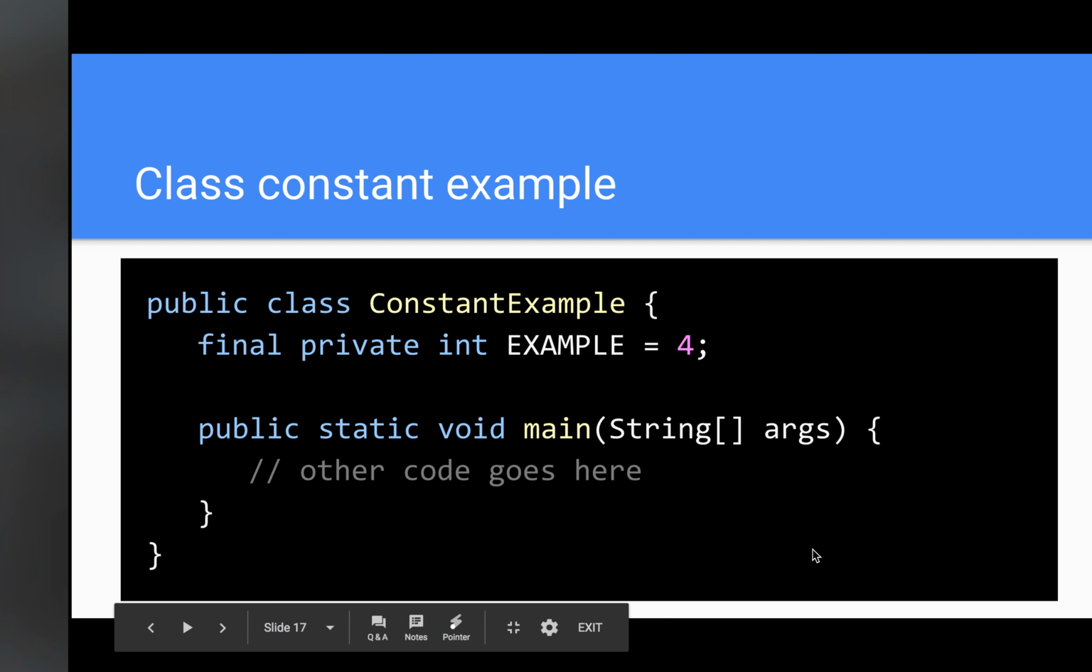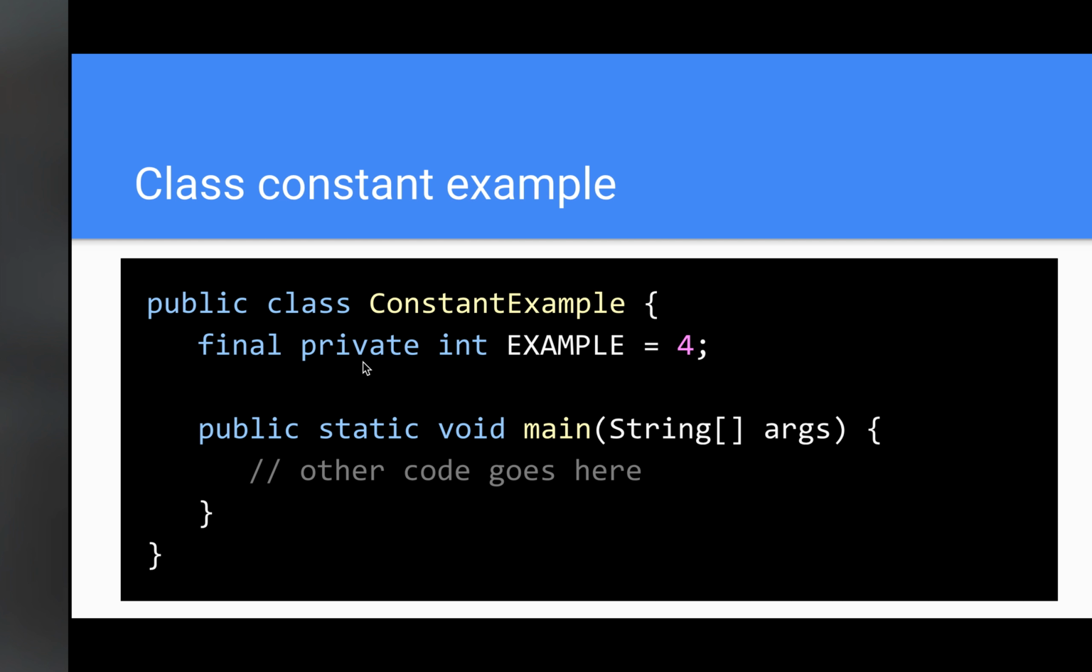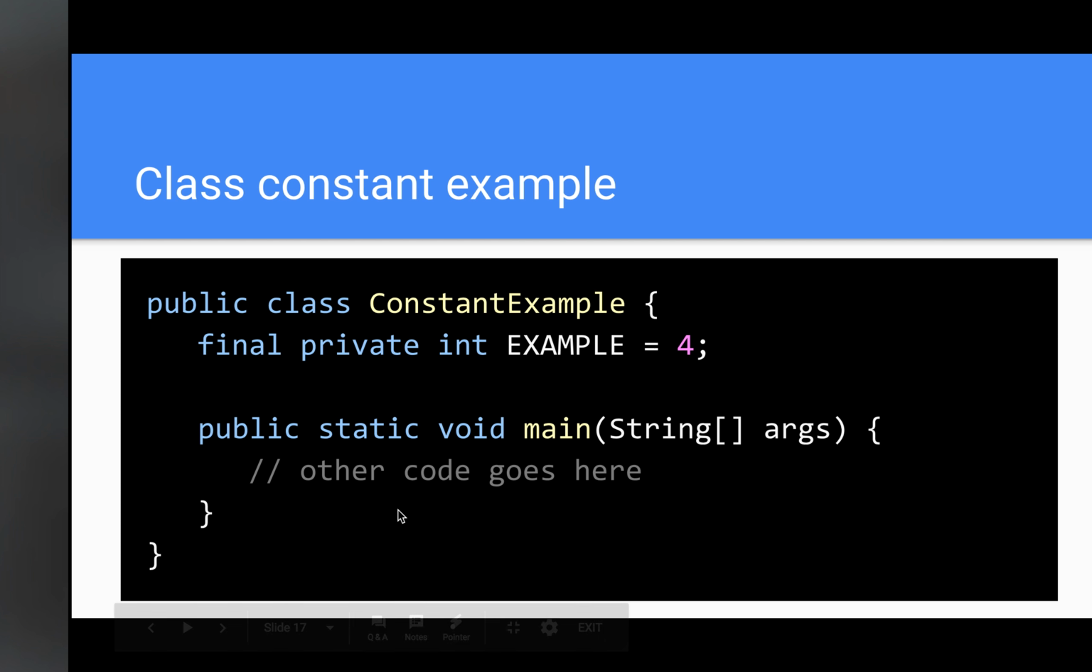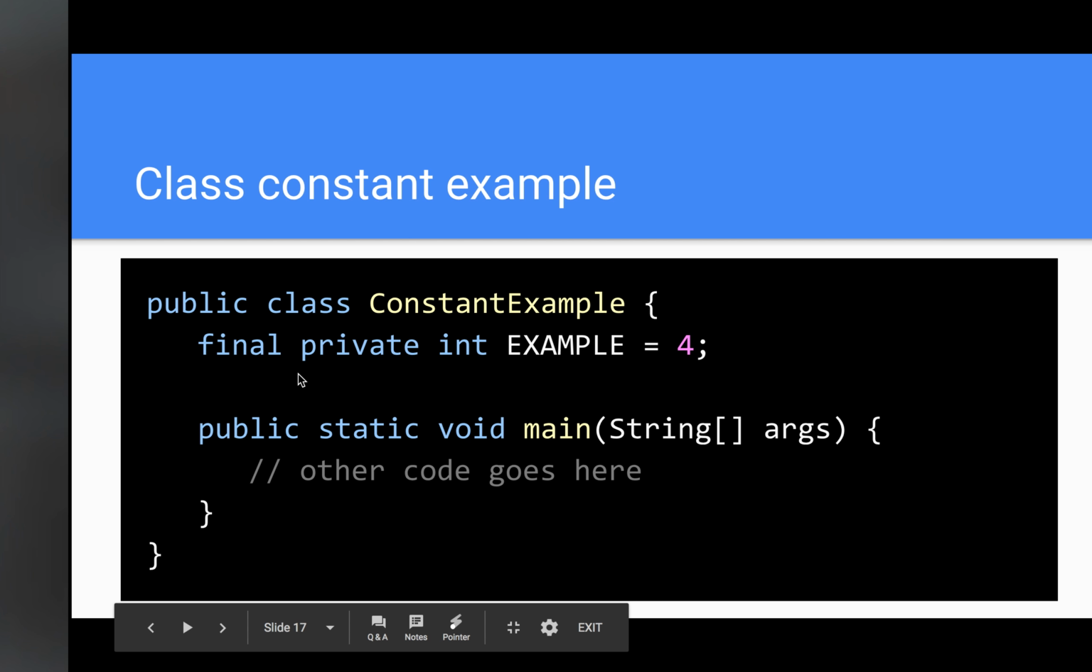So here's an example. We have this final private int EXAMPLE equals 4. Private just means that only the current class has access to it. And like I said, it's in all caps, and you can just use it in your code like any other variable. And this final means that it won't change throughout the running of the code.